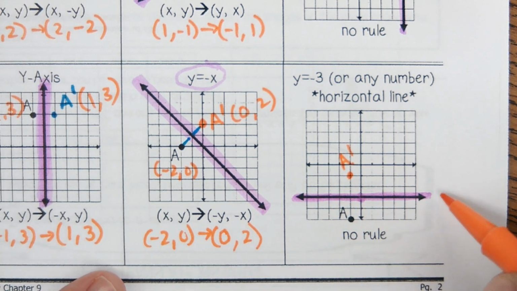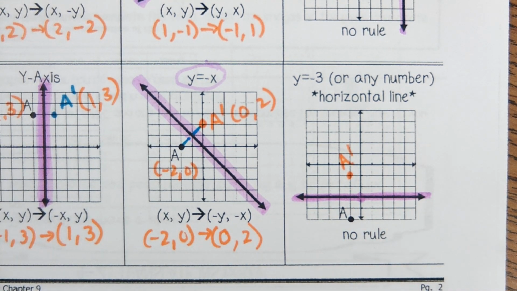And then for this one, reflecting this point A prime right here, no rule because it depends on where that line is. And then we're going to flip to the next page where we start looking at whole shapes.